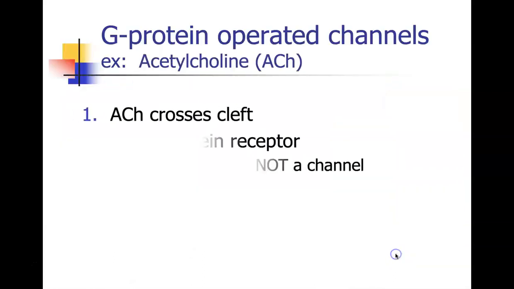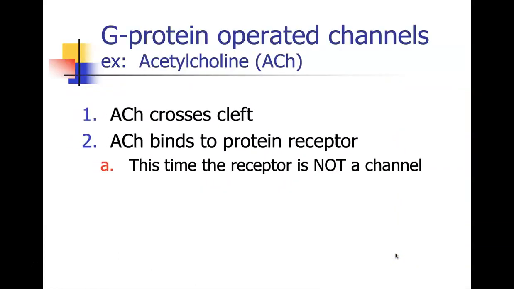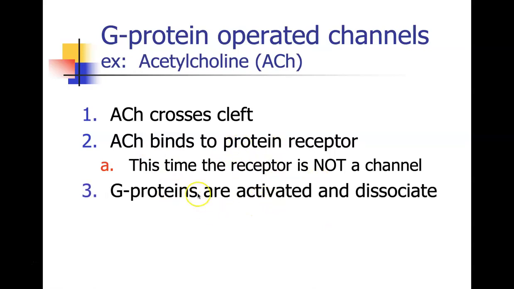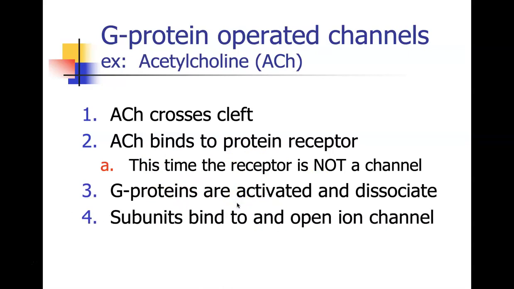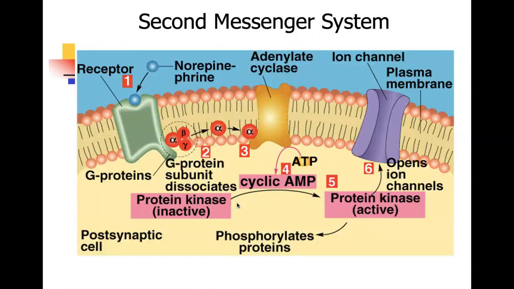Okay. So same thing in the beginning, acetylcholine crosses the cleft. When it binds to a protein receptor, it's not binding to the channel, right? It's binding to the protein receptor, which then causes the G proteins to activate and dissociate. And the subunits of those are going to bind to and open the ion channel.